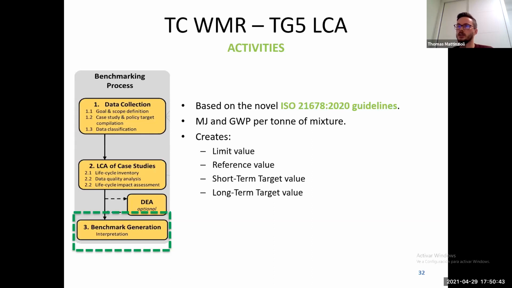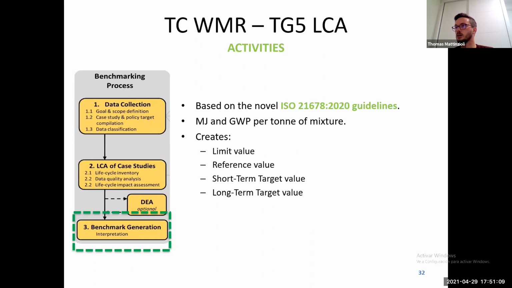The limit value is basically current practice. What are we doing now? That's kind of the limit value. We can't go below that. Reference value is state of the art. So what's the best that we're currently doing would be a reference value. We don't want to be achieving the limit value, we want to be on the reference value. Short-term target and long-term target are kind of more open to what we prefer.